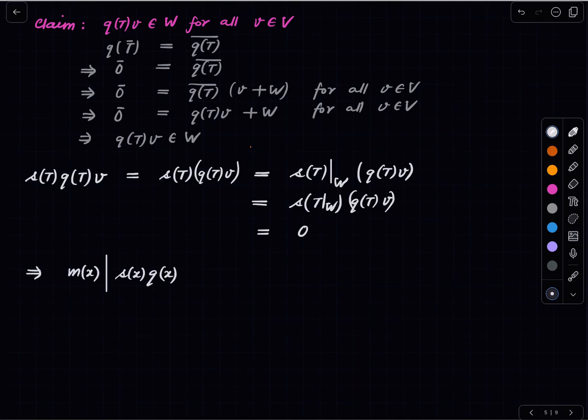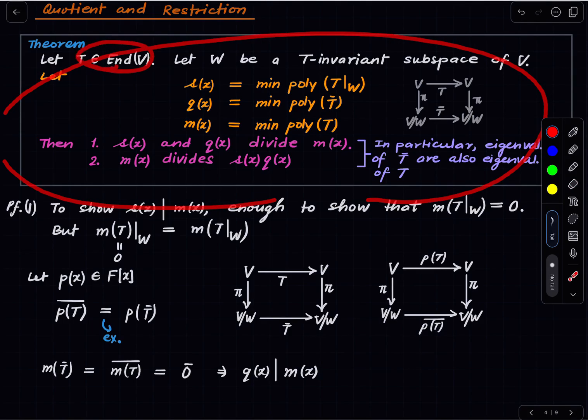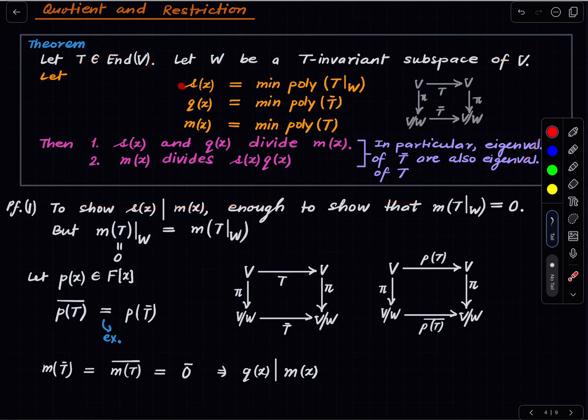Okay. So, a very important lemma. Let us look at it one more time. We have some endomorphism on V. W is an invariant subspace. Then we get the minimal polynomial of the restriction, and we get the minimal polynomial of the quotient. And we have the minimal polynomial of the original endomorphism. Then the minimal polynomials of the restriction and the quotient divide the original one. And the minimal polynomial of the original one divides the product of the two descendants.